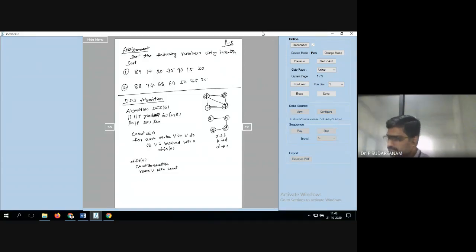Next, for each, now what you have to do is, in this case A, I'll write the matrix once again. The matrix is nothing but this. A to A is 0, A to B 1, A to C 1, A to D 1. B is nothing but B to A, B to B, B to C, B to D, then C to A, C to B, C to C, C to D, D to A, D to B, D to C, D to D.